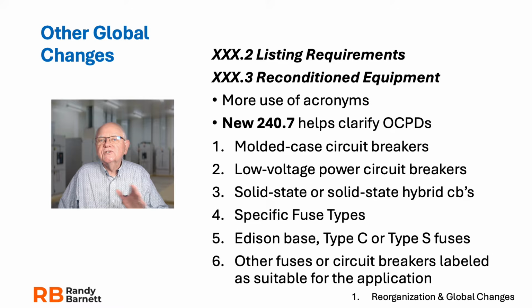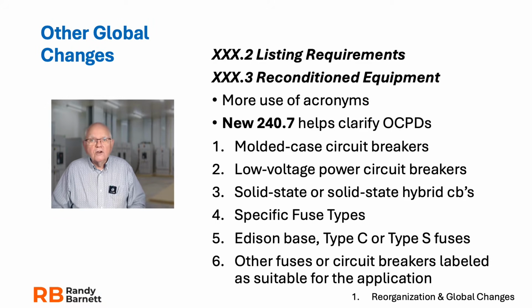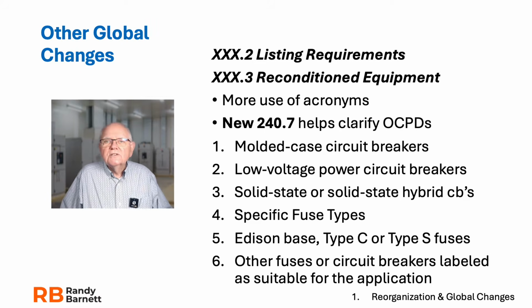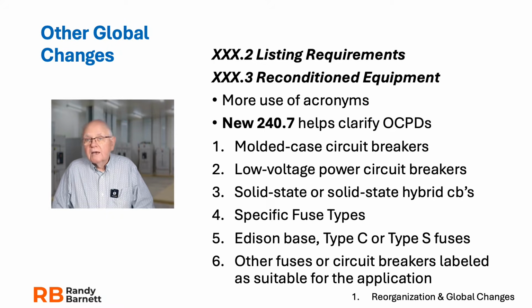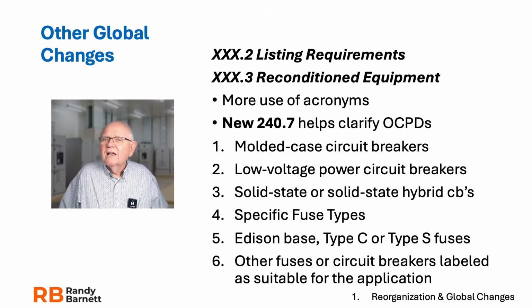240.7 helps clarify. It's a new section in Article 240, and it gives us more direction on overcurrent protective devices. It lists 6 of them that says, hey, these are overcurrent protective devices, because we never really spelled that out very well in Article 240. I always said, well, 240 is on fuses and circuit breakers, right? Well, obviously it's more than that, but it lists the 6 types of overcurrent protective devices that we use to protect our branch circuits and so on.